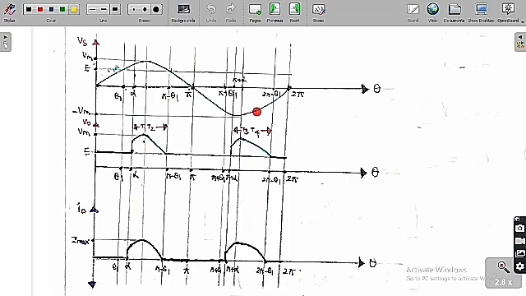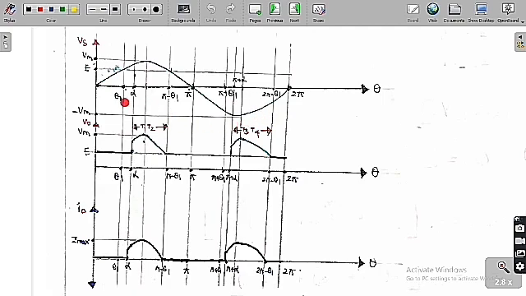Similarly, if you want to trigger T3 and T4, then you have to go for this range, which is pi plus theta 1 to 2 pi minus theta 1. Only in this range can we trigger T3 and T4, because only in this region do we get a positive voltage across the thyristors, and only then can we trigger them.